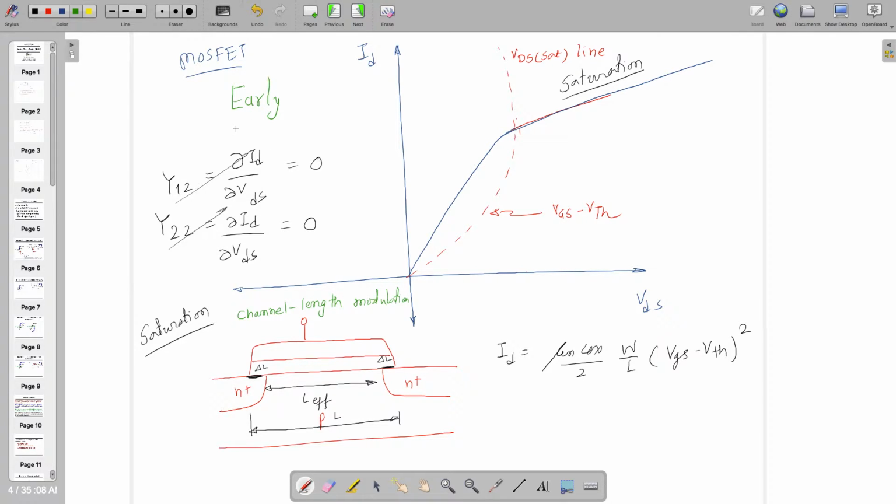Early is not the English word early. This is the name of the scientist who invented it. For those people who do not know, this is the name of the scientist who did it. That's why the E is always in capital. Remember this. It was invented or observed by him. That's why it's the Early effect voltage, and that's the name.